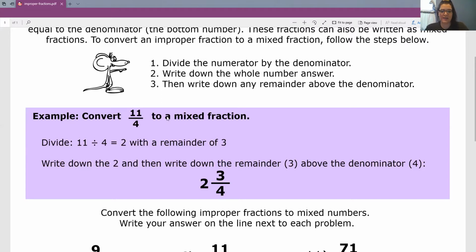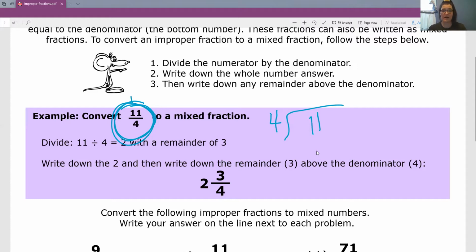We learned that fractions represent division. So this fraction right here, 11/4, represents division. This means 11 divided by 4. If we were to write it out like a division problem, this also means 11 divided by 4. So how many times can 4 go into 11?